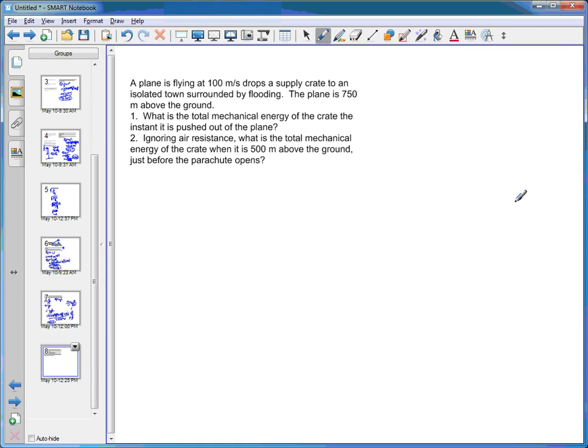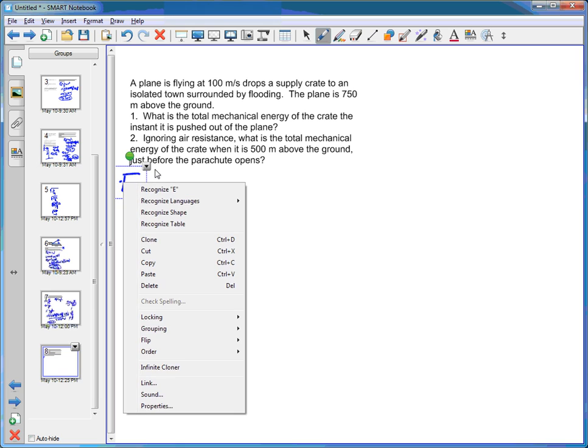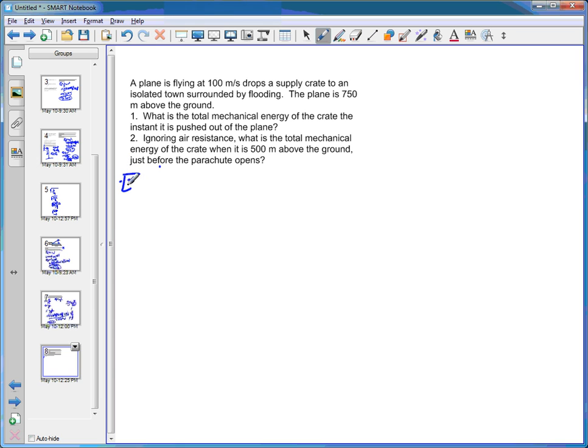Okay, well, mechanical energy, let's just call that EM, is equal to EG plus EK. Okay, gravitational potential energy of the crate. Well, the crate is 750 meters above the ground.